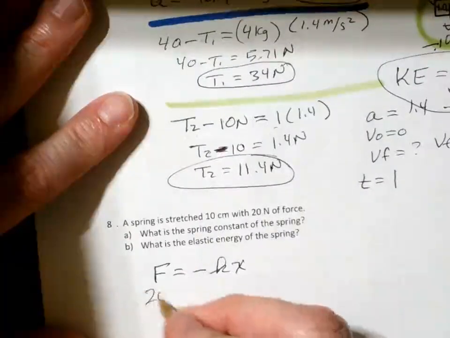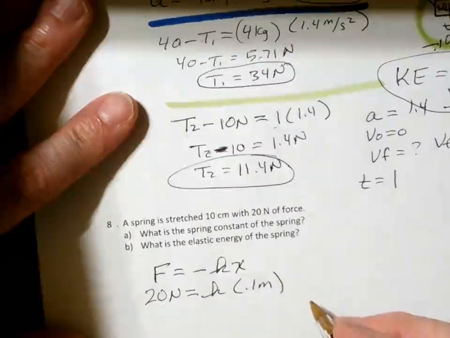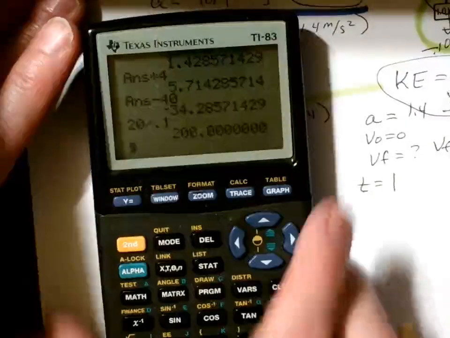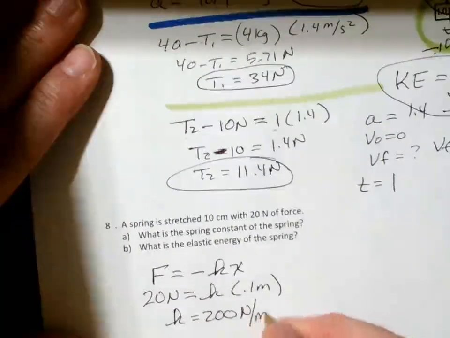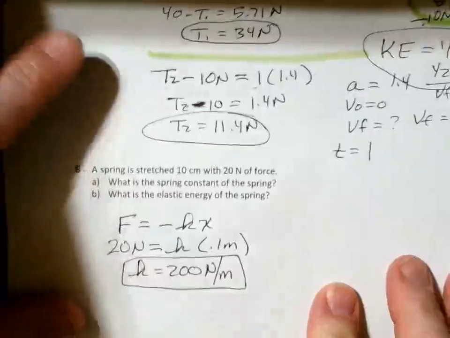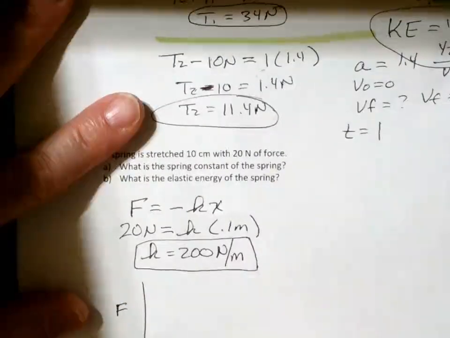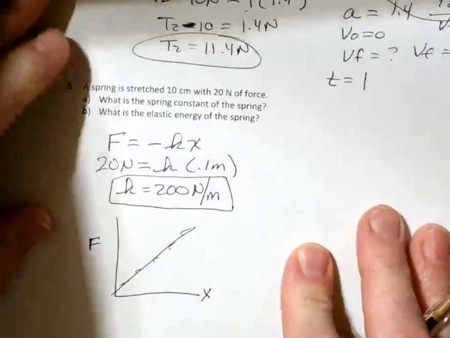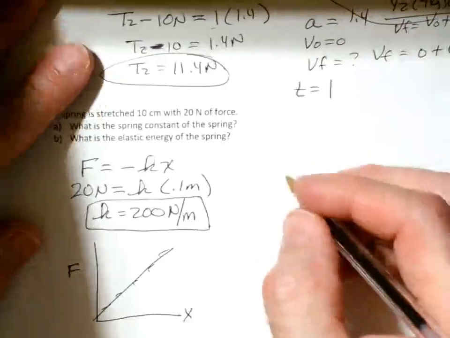And so the 20 newtons goes here, and the k goes here, and the 0.1 meters goes here, and then k is equal to 20 divided by 0.1, which I just really wish I could do in my head, but I just don't trust my head. 200 newtons per meter is the unit. The proper way to do a spring constant, of course, is to collect data and make a graph of force versus x and find the slope of the line. But we're just going to pretend like we could do it this way with one piece of information and be terrible scientists.